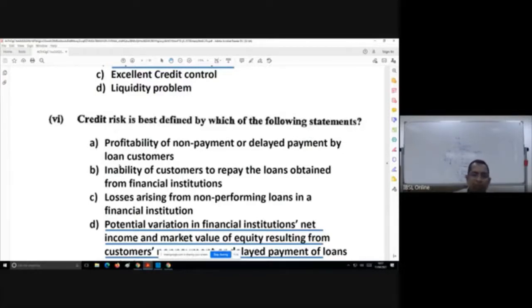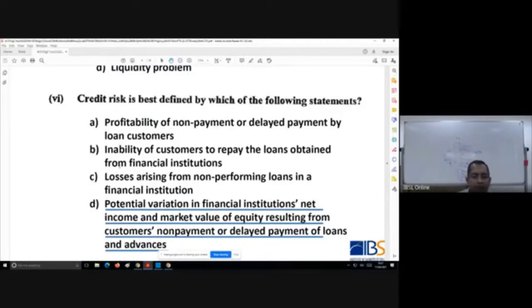So it goes in line. Losses arising from non-performing loans in a financial institution. That is a loss, but we are talking about credit risk. Potential variation in financial institutions' net income and market value of equity resulting from customers' non-payment or delayed payment of loans and advances. That is the potential. Risk is a potential thing, right? So the answer would be D.